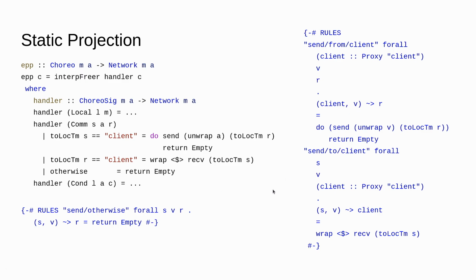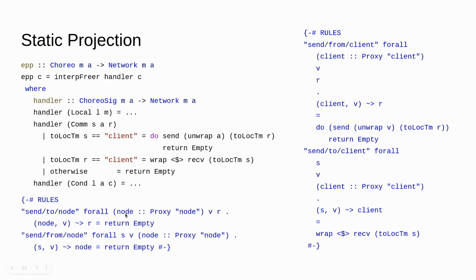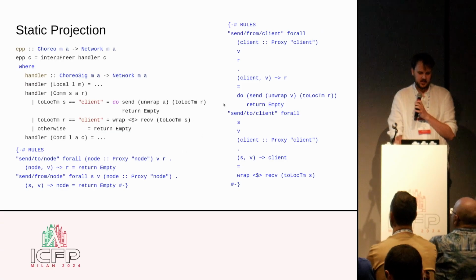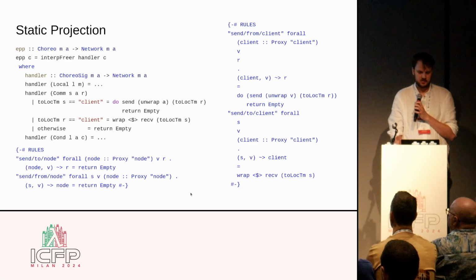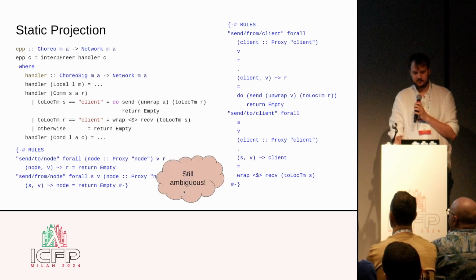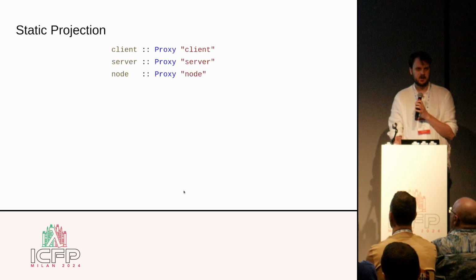All right, what if we enumerate the two cases here? Let's say that we have a third node, a third endpoint called node. We have a case for when it's a sender and one case for when it's a receiver. Does this work now? This is also problematic because, for example, here the client is the sender, so we know what to do. But it might be the case that client is sending to node, and then this rule also matches. So this is problematic.